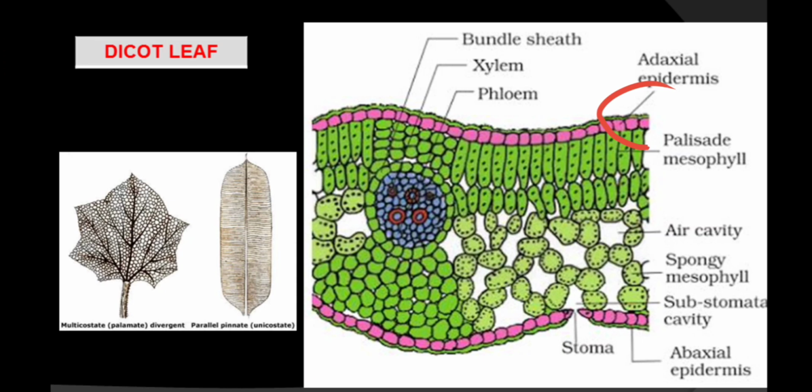Conjoint means the xylem and the phloem are on the same radius. Collateral means on one side there is xylem and on the other side there is phloem. And closed means there is no cambium ring in that. So no secondary growth occurs in the leaf.